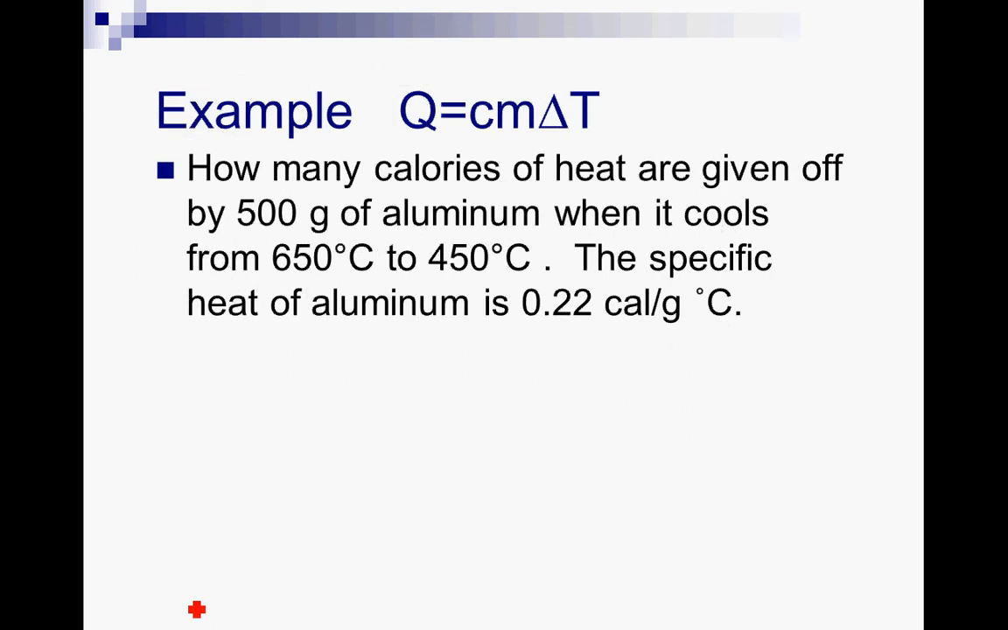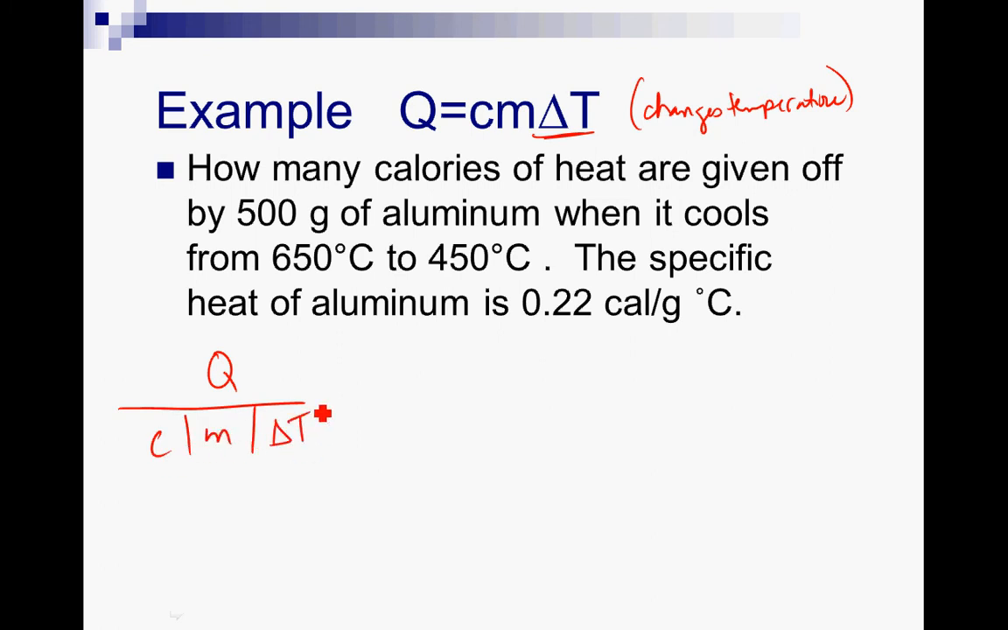Okay, so let's do some of the math. This is an example of a Q equals CM delta T problem. This happens when an object changes temperature. If we've got delta T in the formula, the object must be changing temperature. So I'm going to write this in our equation finder form.